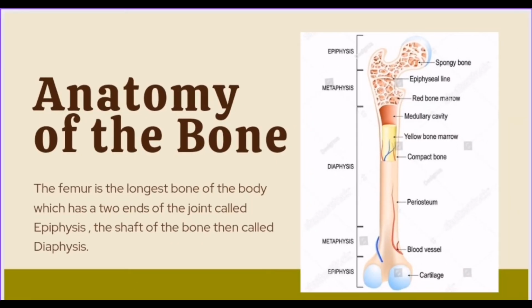The femur is the longest bone of the body, which has two ends of the joint called epiphysis, and the shaft of the bone called diaphysis. The external part of the diaphysis has cortical bone, which consists of many tiny cylinders or bars known as osteons. Each of them is made up of lamellae, which has concentric layers of organic material called collagen and inorganic material called hydroxyapatite, such as calcium phosphate.